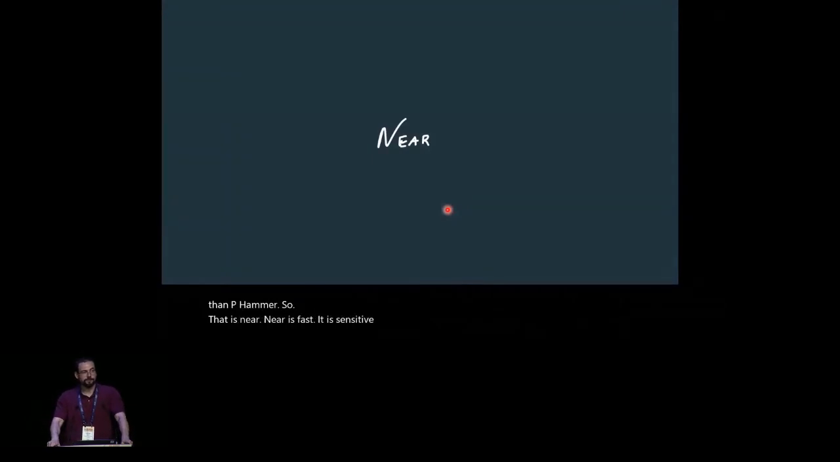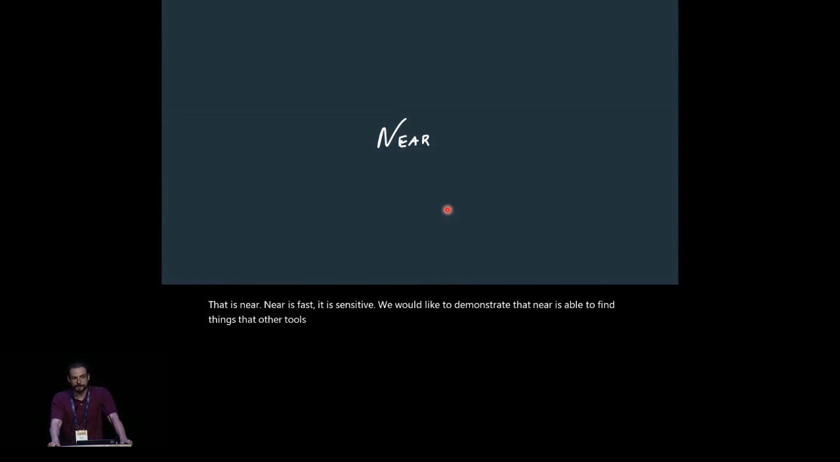We would like to demonstrate that NEAR is able to find things that other tools miss. That analysis is going to wait for the future. And I think sort of an auxiliary takeaway from NEAR is that although protein language models are really great, there is a lot of room for deep learning research that does not take hundreds of GPUs and huge parameter spaces.